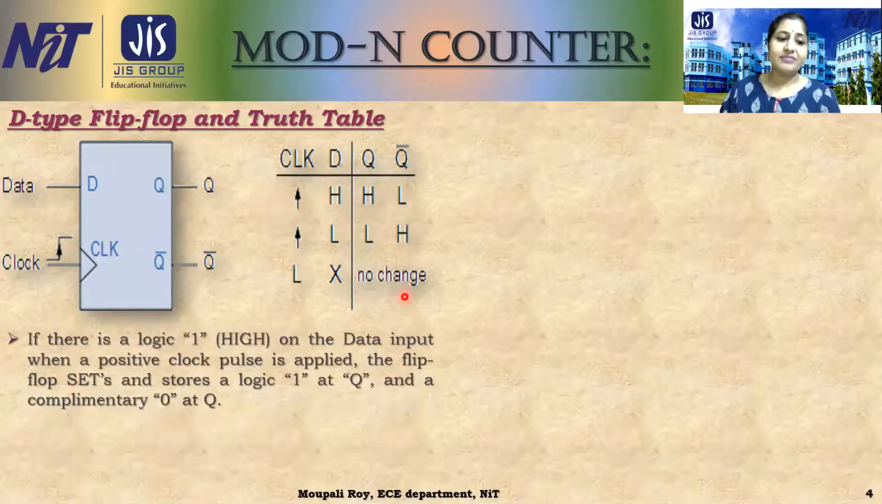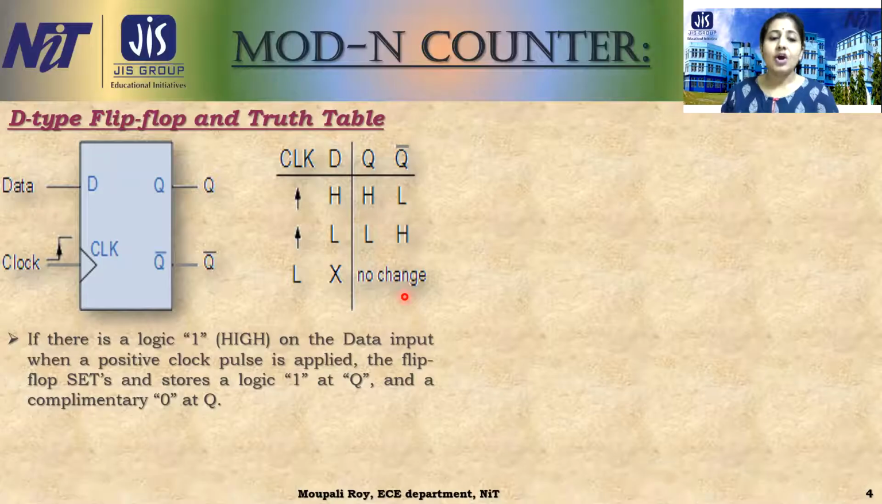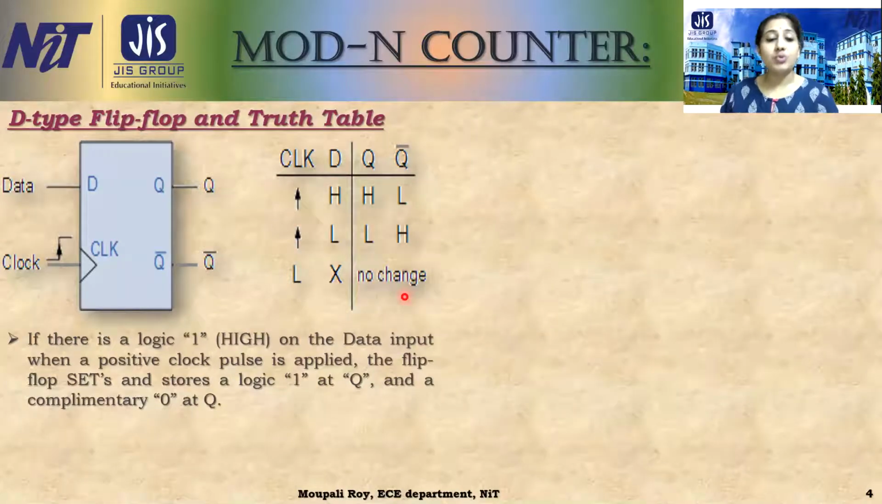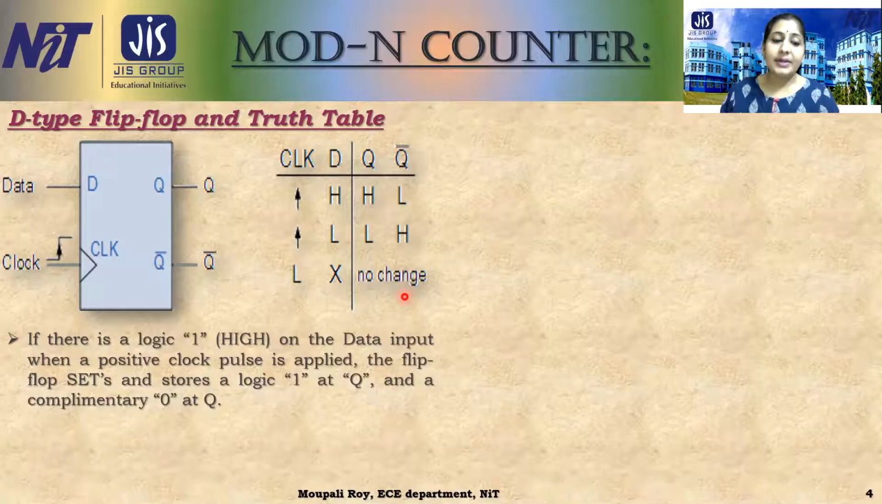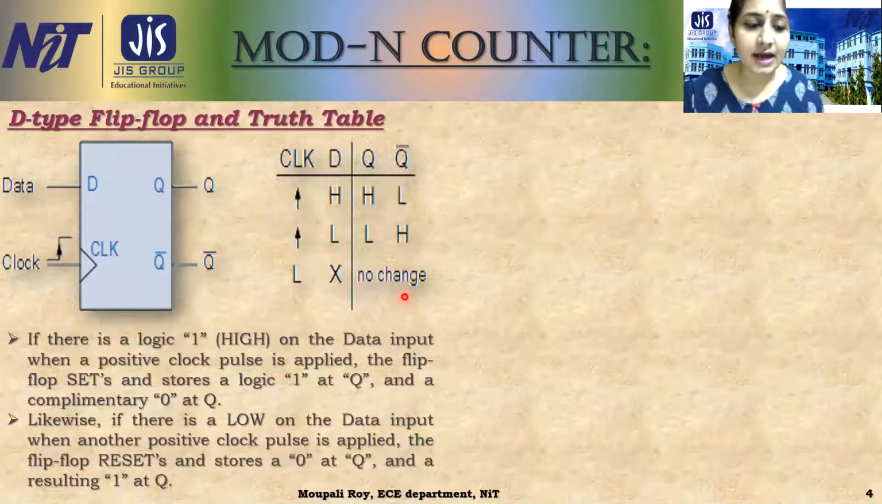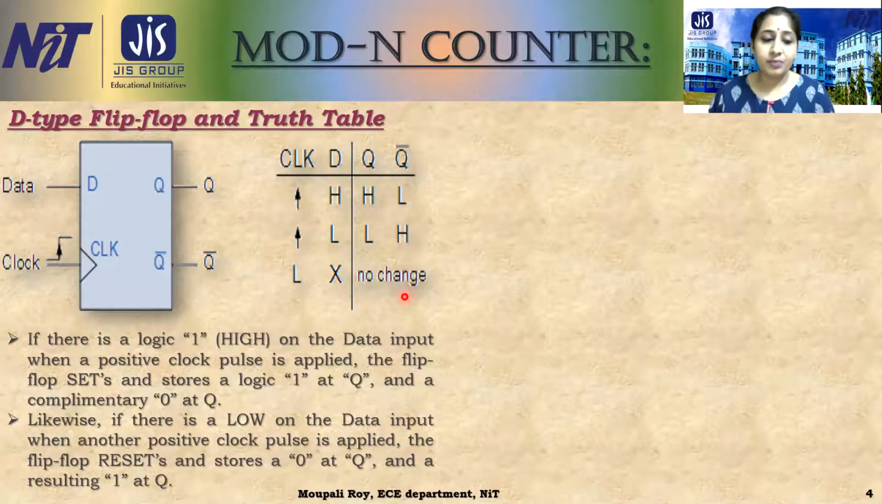So that means if there is a logic 1 on the data input, when a positive clock pulse is applied, then the flip-flop sets and stores a logic 1 at Q, and we get the complementary 0 at Q bar. Likewise, if there is a low on the data input, whenever the positive clock pulse is applied, then the flip-flop is reset. That means Q becomes 0 and Q bar becomes 1. So that is the basic concept of the D flip-flop.